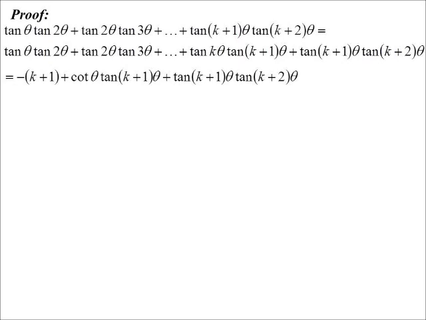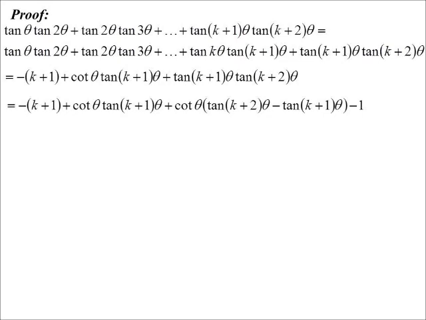So what have we now got? Minus k plus 1, cot theta tan k plus 1 theta, plus tan k plus 1 theta tan k plus 2 theta. We want to get to minus k plus 2 plus cot theta tan k plus 2 theta. Ooh, okay. Well, there's that tan tan again. Maybe I use that formula.